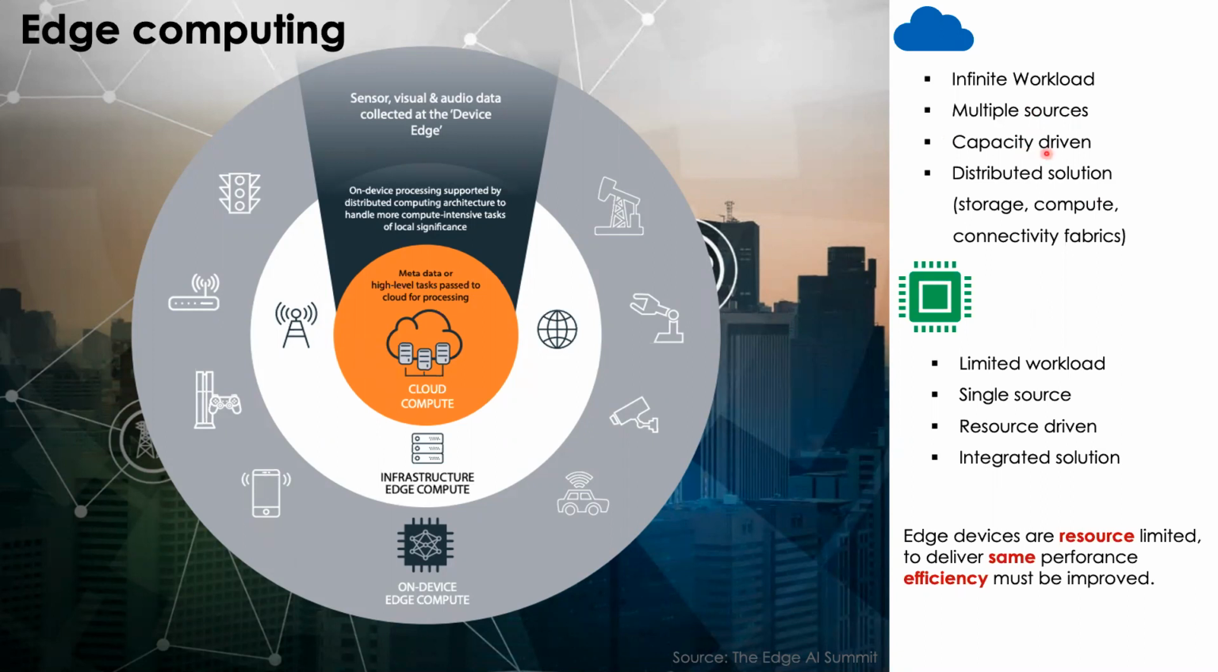What that means is that in the cloud, you gather information from various different sources, and it's also largely capacity driven. You have an enormous amount of compute resources available to you, and you also have a distributed solution, meaning that your storage, compute, and connectivity fabrics don't necessarily have to be constrained on a single system. You can have diverse access to different kinds of compute, different kinds of storage, as well as different kinds of connectivity. The edge, on the other hand, is quite different.